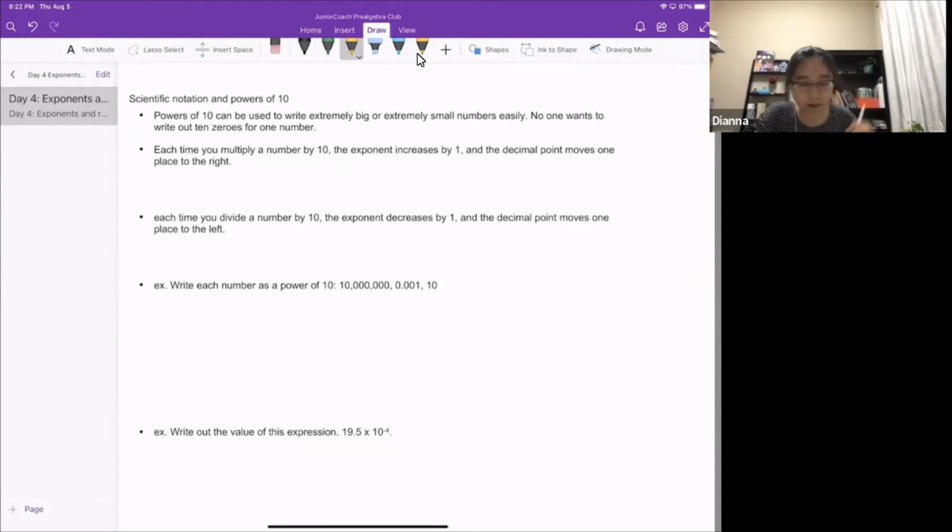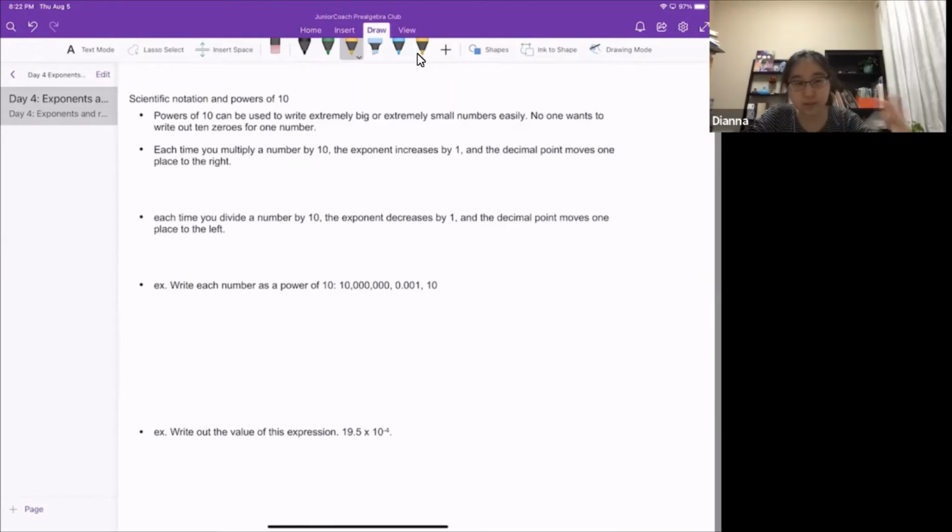By powers of 10, I mean like 10 to the 7th, or any 10 raised to any exponent: 10 to the 4th, 10 to the 6th, and so on. Any number in that exponent makes it a power of 10. Powers of 10 can be used to write extremely big or extremely small numbers easily, because no one wants to write out 10 zeros for a number, right?